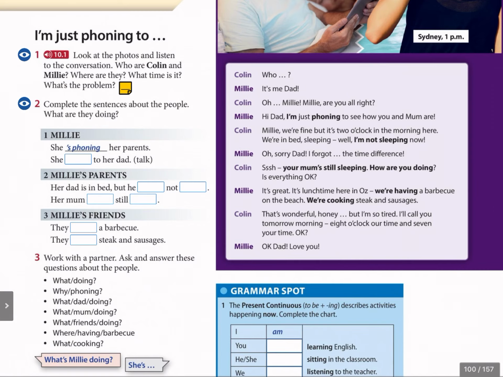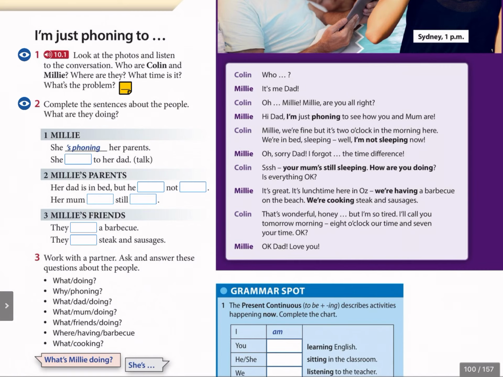This is interesting because this is a negative form. We already know how to deal with a negative form with the verb to be. So it's quite easy with this verb tense because we just have to form the negative for the verb to be. I am not, and then we add the main verb. Other examples. Your mom is still sleeping. How are you doing? This is a question.